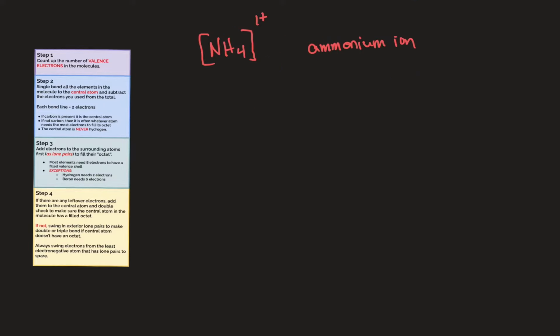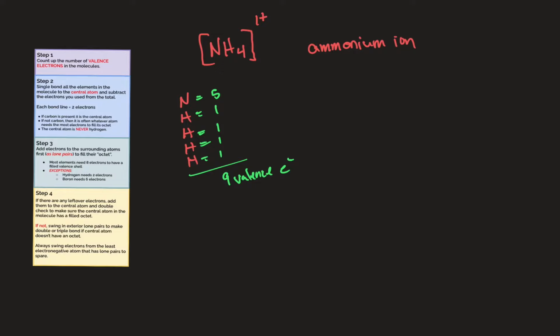So let's start with the ammonium ion, NH4 with a 1 plus charge. This molecule has 1 nitrogen and 4 hydrogens. So if I were to add up the number of valence electrons, what I would see is that we have 5 valence electrons for the nitrogen, and each of the hydrogens have 1 valence electron for a total of 9 valence electrons to be shared in this molecule.